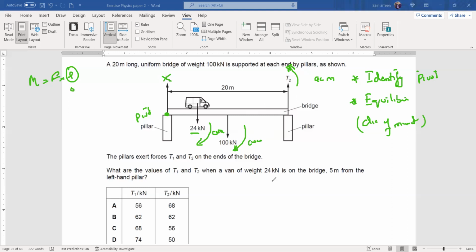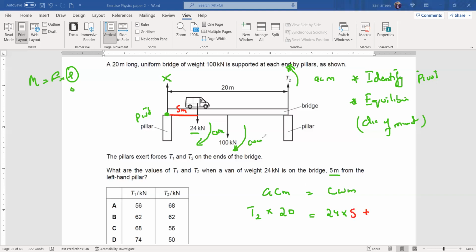So whenever an object is in equilibrium, the total anti-clockwise moment must balance with the total clockwise moment. So the anti-clockwise moment is T2 multiplied by the distance from the pivot. So what is the distance of T2 from the pivot? That's equal to 20. Equals the clockwise moment. The weight of the van and the weight of the bridge both are causing a clockwise moment. So first, the weight of the van is 24 multiplied by the distance. As I mentioned, the van is 5 meters from the left-hand side. So this distance equals 5 meters. So 24 multiplied by 5.